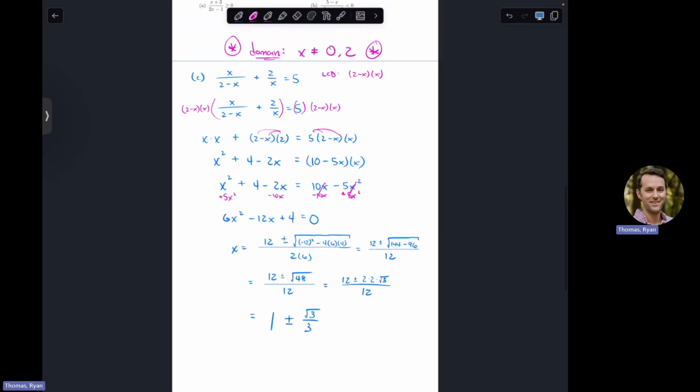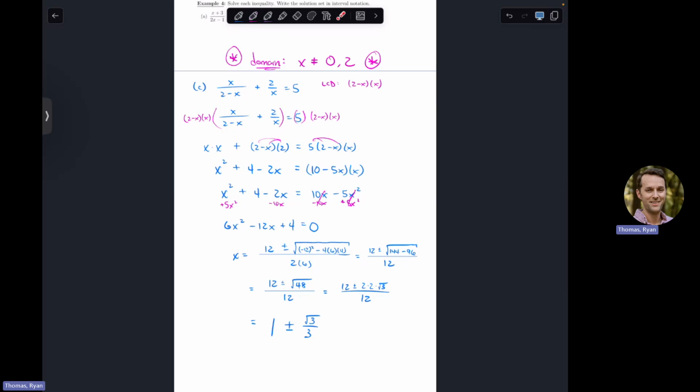And those are fine because this was undefined, or one or more of those pieces were undefined at 0 and 2, and these are definitely not 0 or 2. Right, so again, just thinking about the domain question. Okay, so 1 plus or minus root 3 over 3. So solutions are messier, right? I put this problem here on purpose just so that we haven't forgotten about quadratic formula stuff. Am I going to write this into a test question? Probably not, but you ought to be able to do it still.